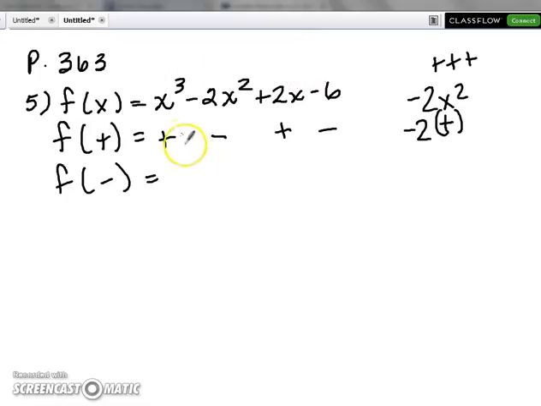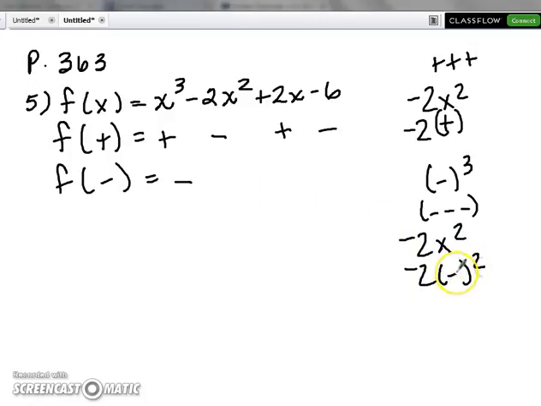So, if I plug in a negative number and I raise it to the 3rd power, so I've got a negative, negative, negative, my answer is simply going to be a negative. Negative 2x squared, so I'm going to plug in a negative. Well, a negative squared means negative times negative, which is a positive number, but that positive times this negative is going to make it negative. And then 2 times a negative number is going to give me a negative, and then bring down the negative.